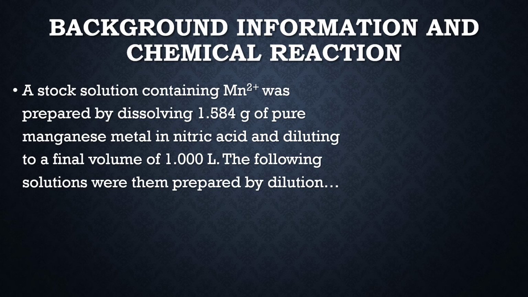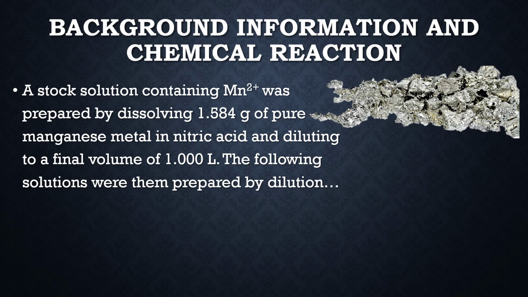So you're making a solution with manganese 2+, and you're dissolving 1.584 grams of pure manganese metal in nitric acid and diluting the final volume to 1 liter. And they tell you that they're making these other solutions from that. So this here on the right, that is manganese. It's a shiny metal, pretty abundant on the earth. And again, we use it for a lot of different things.